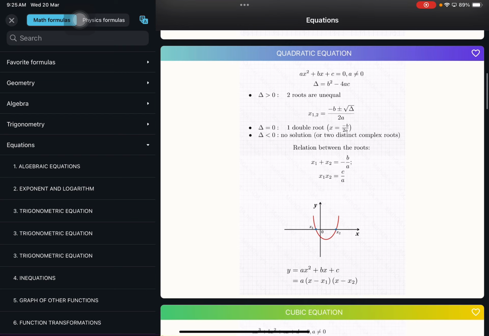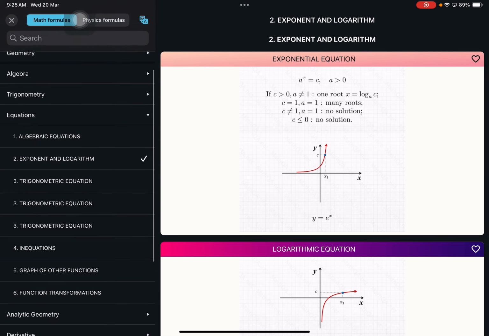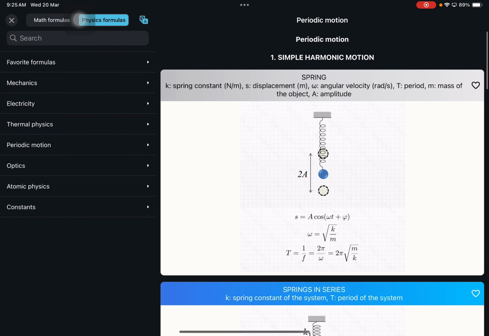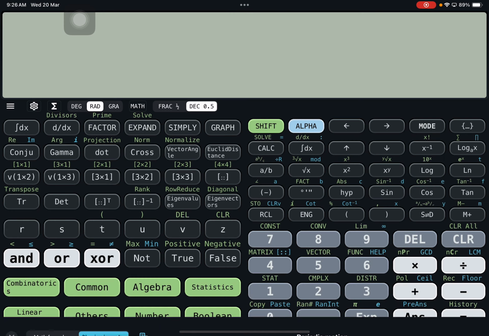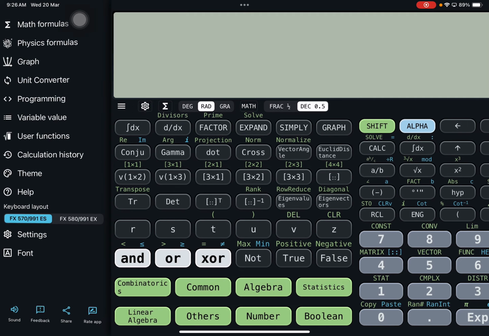Oh, quadratic equation. And later we have exponential and log functions too. One thing I like is that this one is not related to my area, like they have physics formulas too. And then they have programming too, but I haven't used the programming, so this one is quite good.